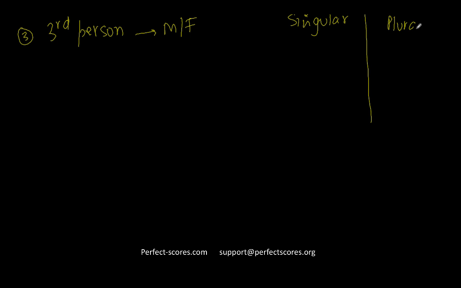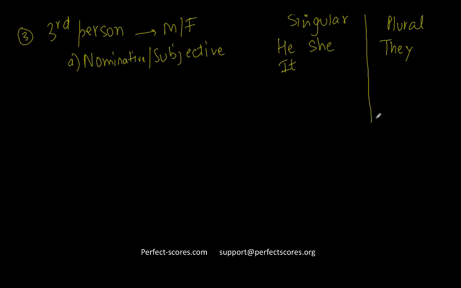Alright, so third person, both masculine and feminine, and we have singular, and we have plural. And then the first one is nominative slash subjective. So you have lots of words like, let's say, he is doing something wrong, she is doing something wrong, it is doing something wrong, they are doing something wrong.